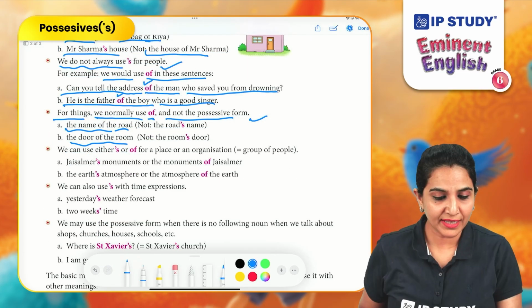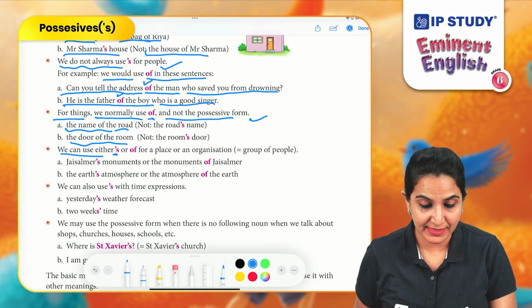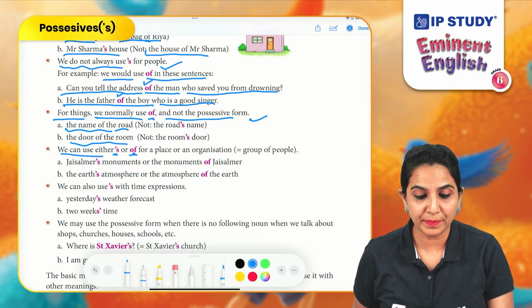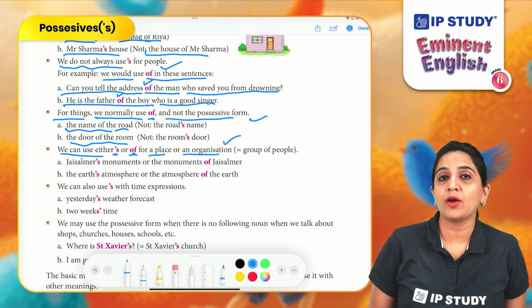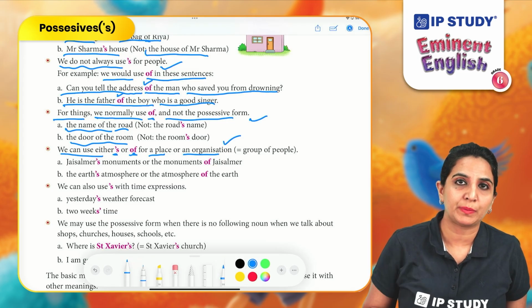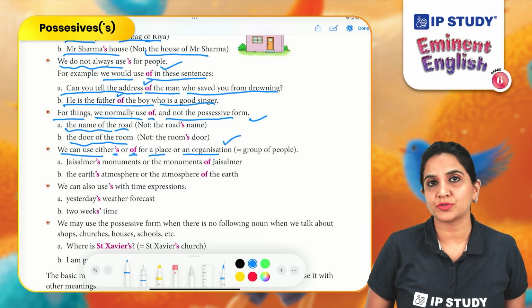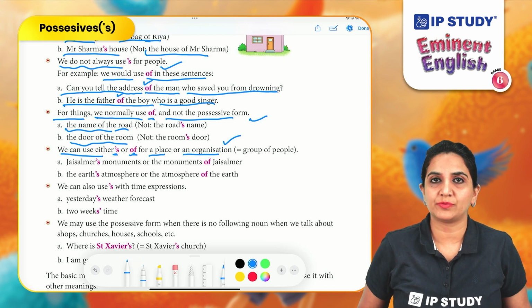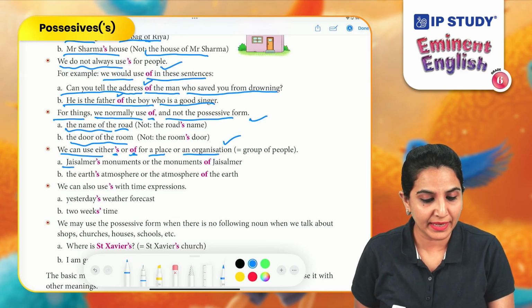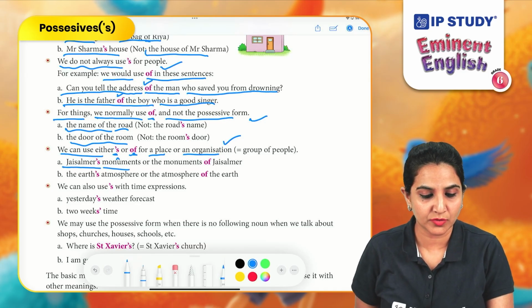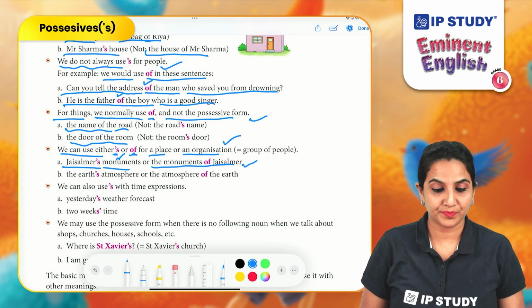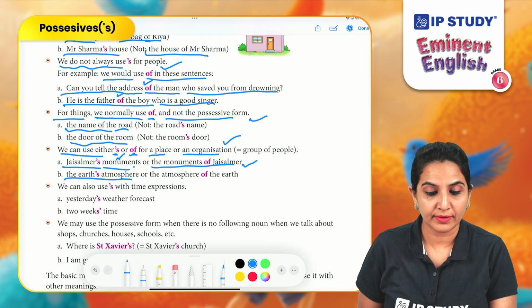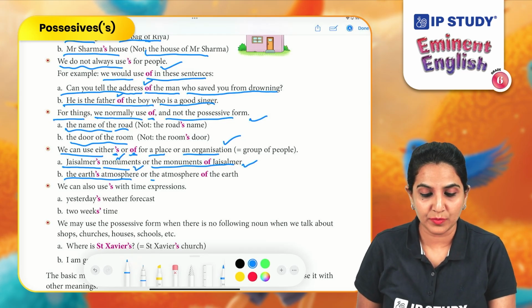For people, we can use either apostrophe and s or of for a place or an organization. Now, why is that so? Because a place or an organization belongs to a group of people. So, we can use either apostrophe and s or of as well. Either of them is correct. Like Jaisalmer's monuments. This is also correct. Or the monuments of Jaisalmer. It is also correct. The Earth's atmosphere. It's correct. Or the atmosphere of the Earth.